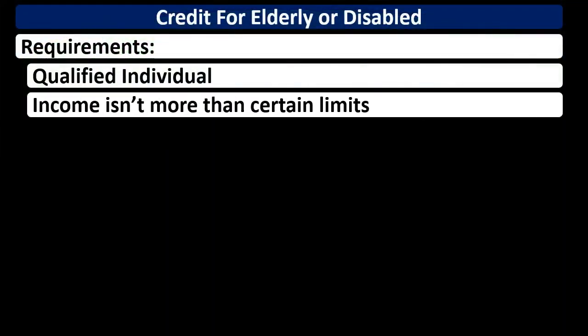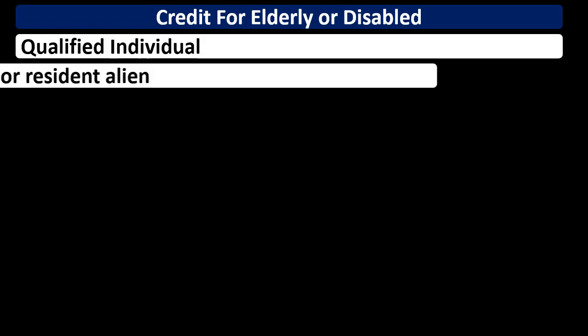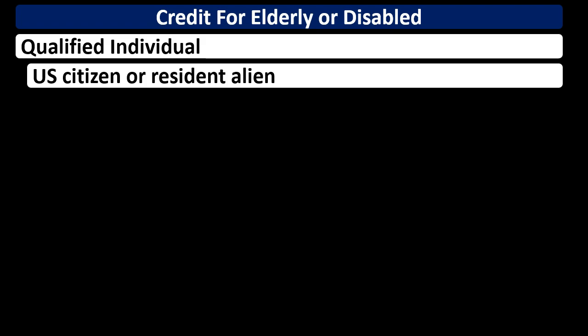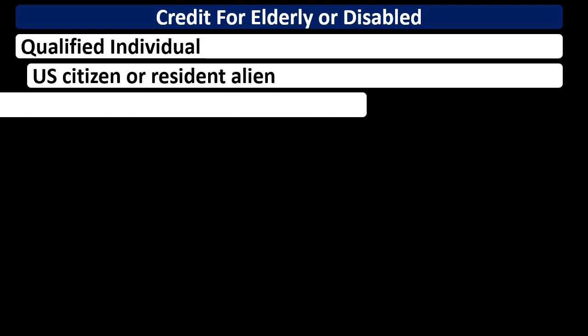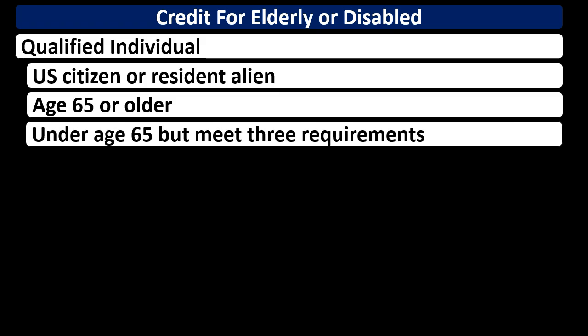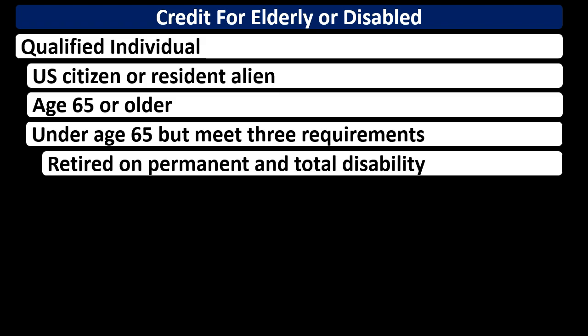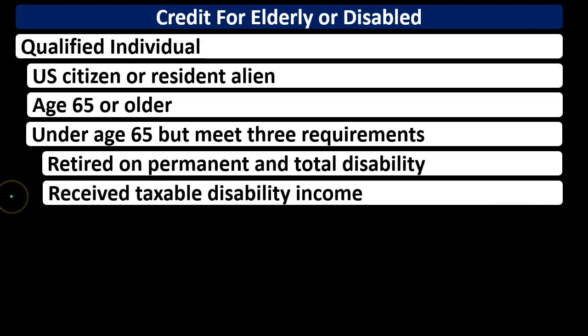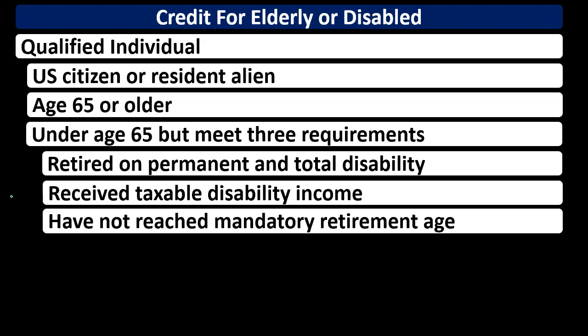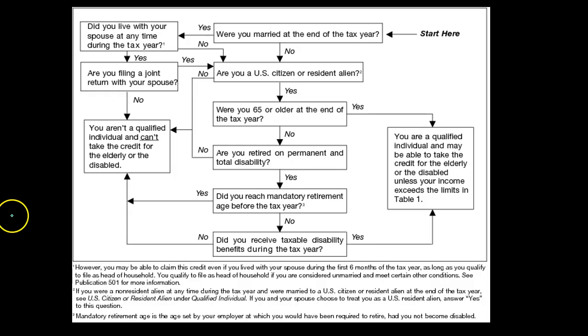Requirements: qualified individual, and there's going to be some income limitations. What is a qualified individual? For the elderly or disabled credit, a U.S. citizen or resident alien, age 65 or older, or we can be under age 65 but meet 3 requirements. So typically the norm would be over age 65, or the exception under age 65 with these 3 conditions: retired on permanent and total disability, received taxable disability income, and have not reached mandatory retirement age.